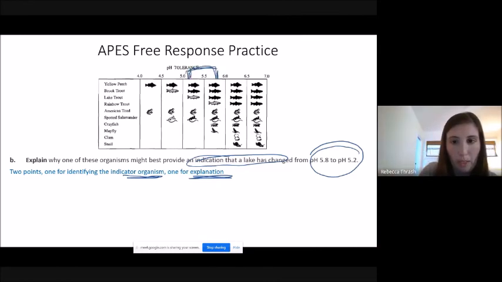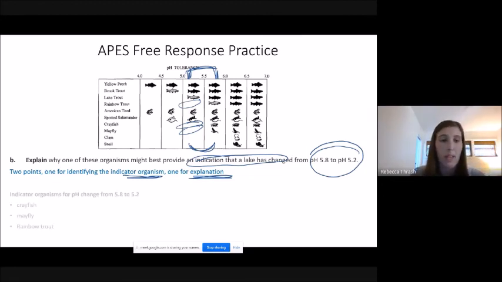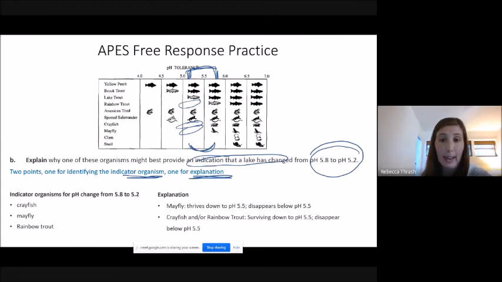When I go from this column to this column, what really changes? Well, rainbow trout, the crayfish, and the mayfly. Those things have disappeared in that range of pH shift. So 1 point for identifying any of those indicator organisms, because that pH is apparently outside of the range of ecological tolerance for them. Now, why is that useful?